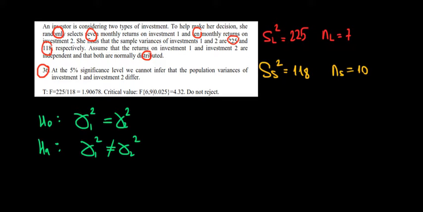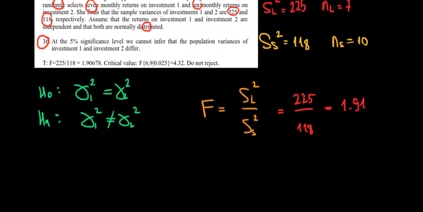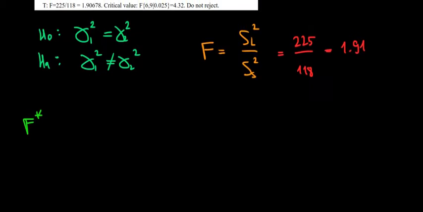Now, to test the difference in variances, we perform our F-test, where we take the ratio between the larger variance and the smaller variance. So our larger variance here is 225, our smaller variance is 118, and we have a ratio equal to 1.91. And as always, we're going to compare our F statistic with the F critical value. So our F value relative to the F critical value. The F critical value at 5% significance level.